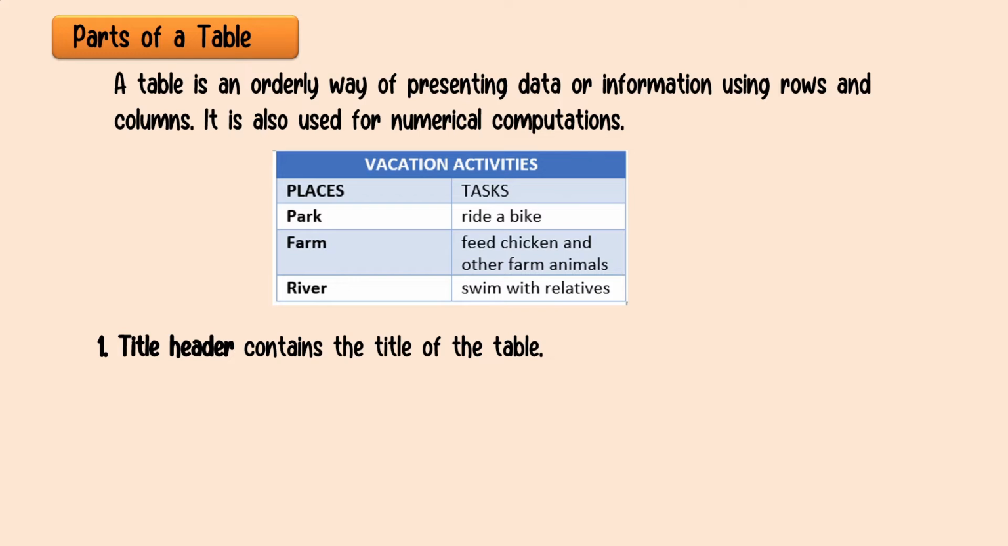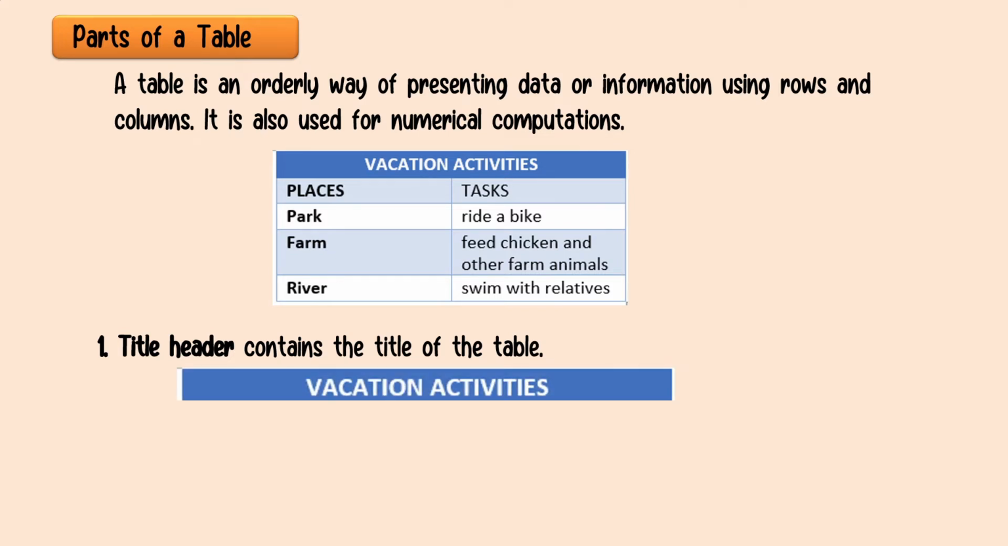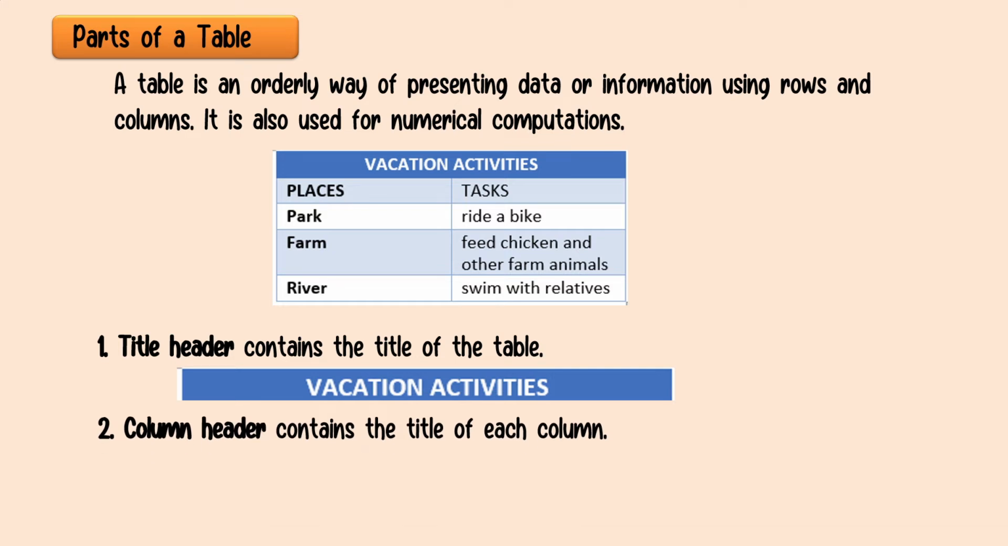Title header. It contains the title of the table. For example, in the illustration, the title header contains the title of the table, and in the given example, the title is Vacation Activities. Next, column header. It contains the title of each column. For example, in the illustration, we have places and task. Those are the titles of each column.